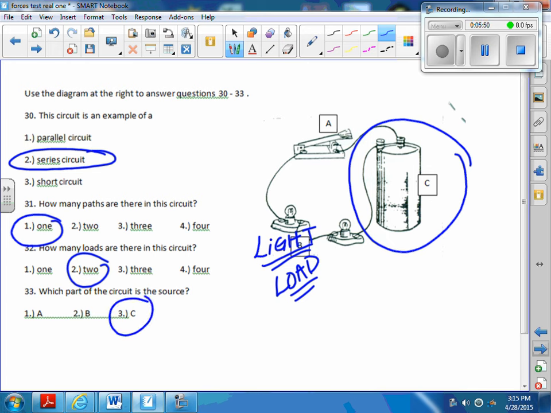This concludes test corrections for your forces test. Make sure you have good answers. Not one word. You need to have complete sentences.